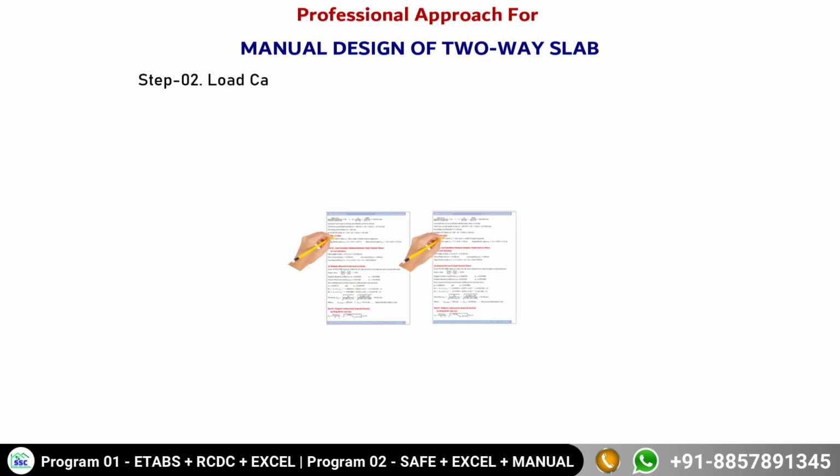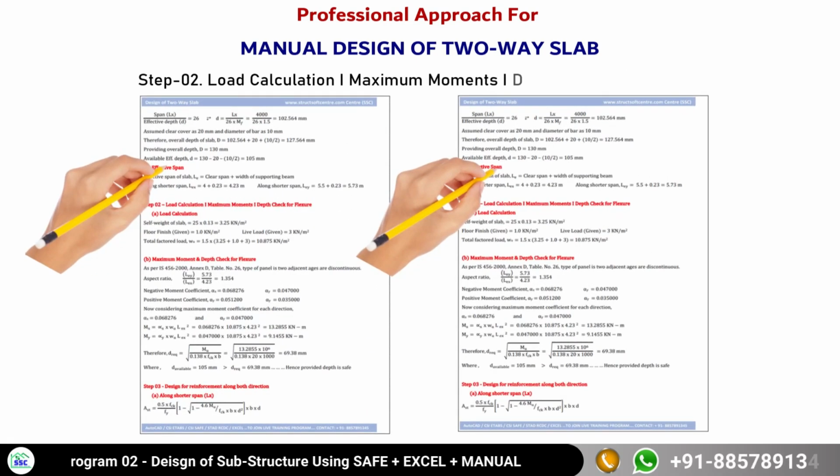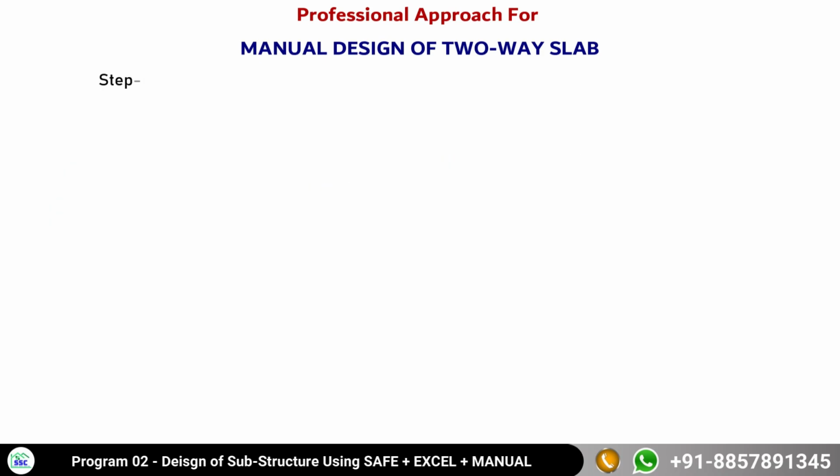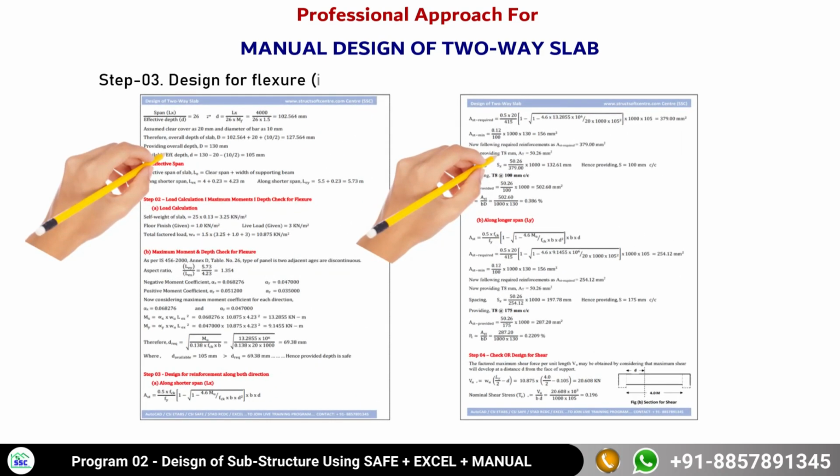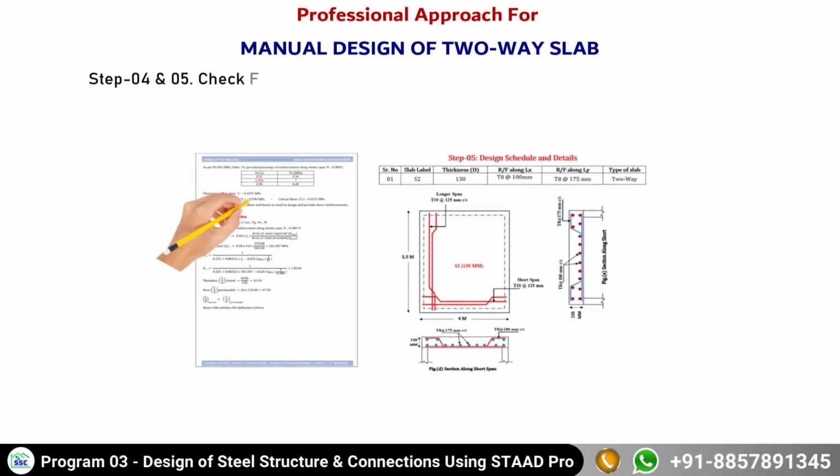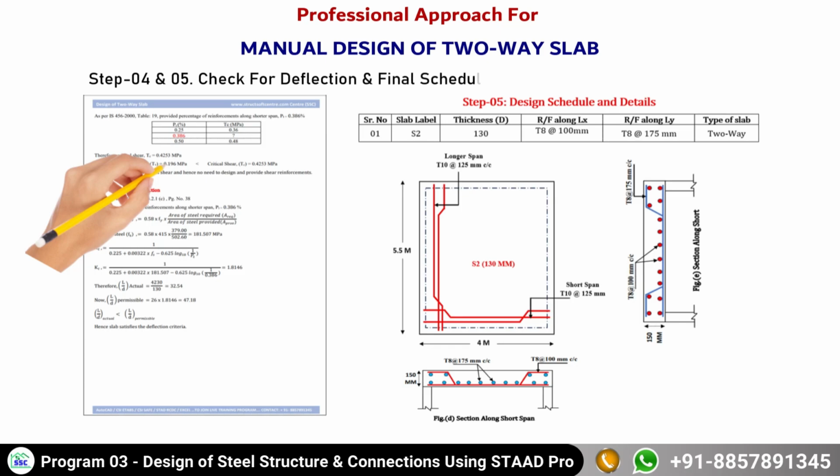In the second step we will go for the load calculation, maximum moments, and depth check for the flexure. In the third step we will go for the design for the flexure for finding out the reinforcement in both the spans, and also we'll go for the designing of the shear. In steps 4 and 5 we will go for the deflection check and we will prepare the final schedule and detail as per the design results.